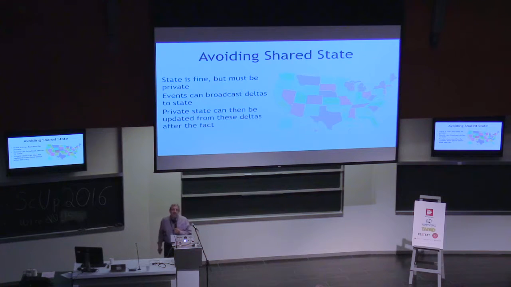So common ways of solving that problem are that events in your system, e.g. requests, where an event is something that happened in the past and a command is something that's happening in the future, can broadcast deltas to that state to other services or other elements of your system. Using the term services, not necessarily, could just be other components of your system. Private state inside an element can then be updated from these deltas after the fact. What I'm talking about is essentially event sourcing and eventual consistency. But that's why it helps scalability.